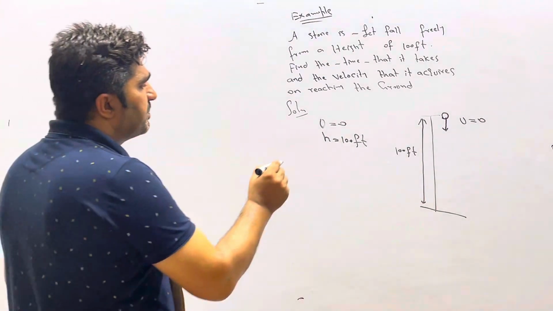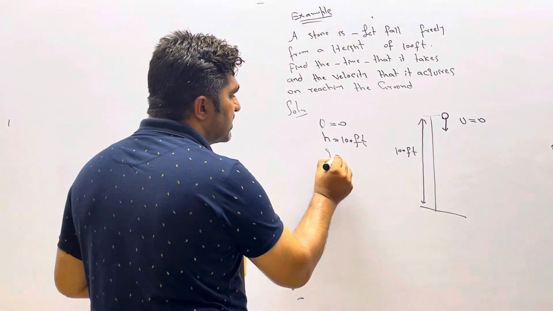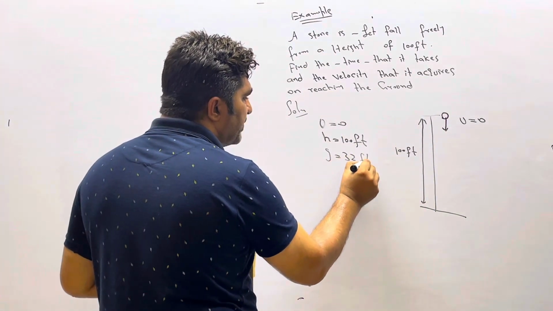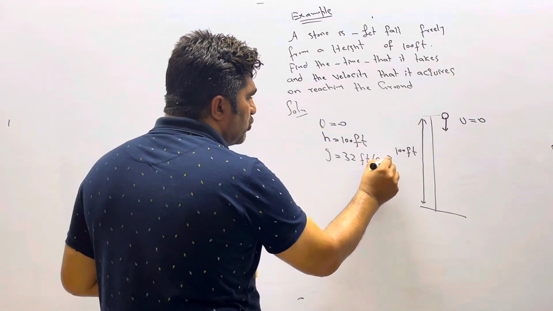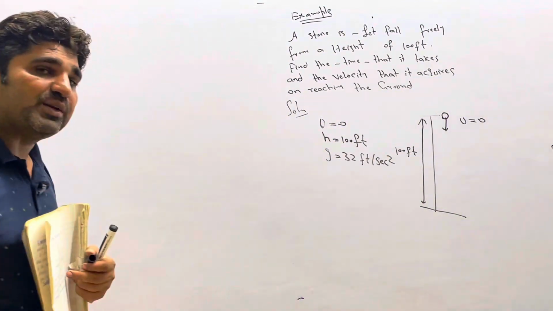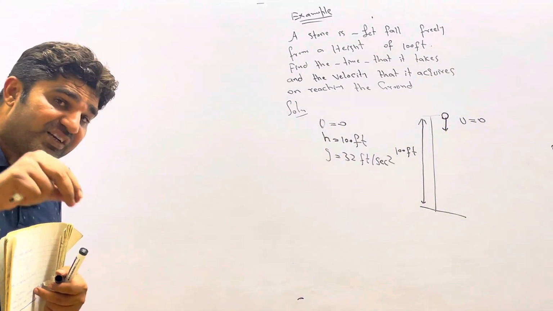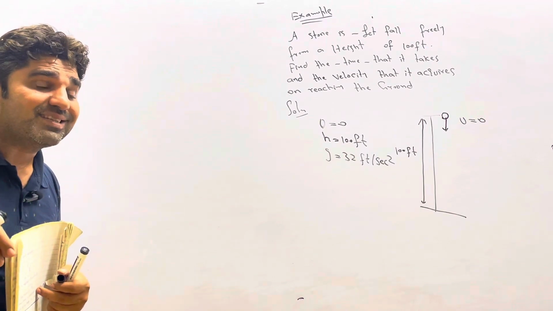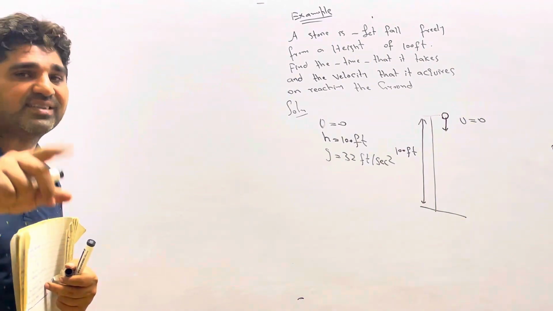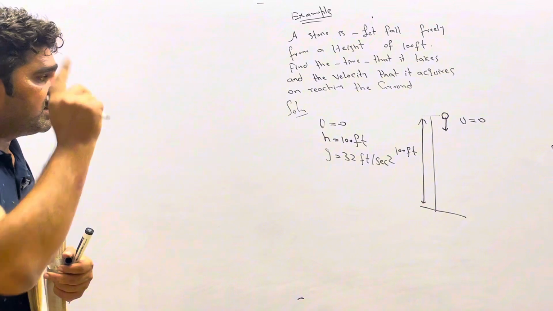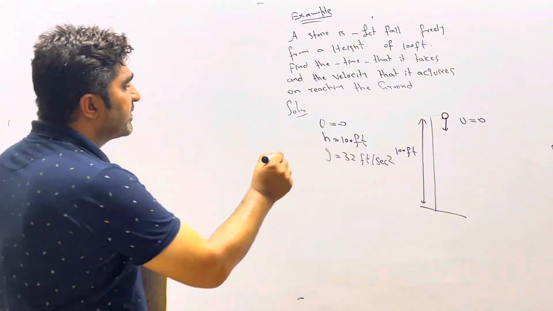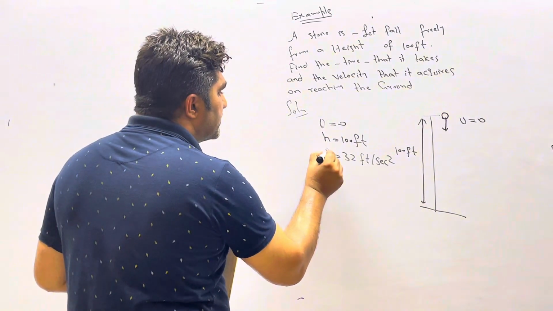G. Keep in mind this is gravitational acceleration. Its value is 32 feet per second squared. Normally, you know its G value is 9.8, but that is in meters per second squared. Here G is 32. It's in the feet per second scale. Keep in mind this thing. This is the value of G here.